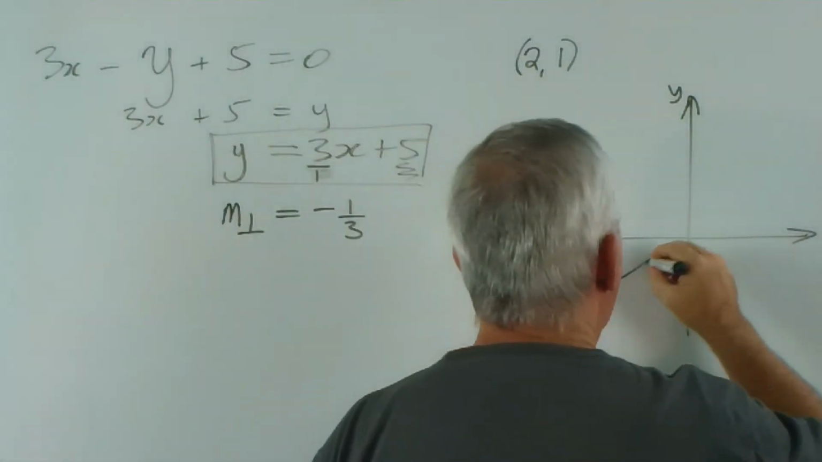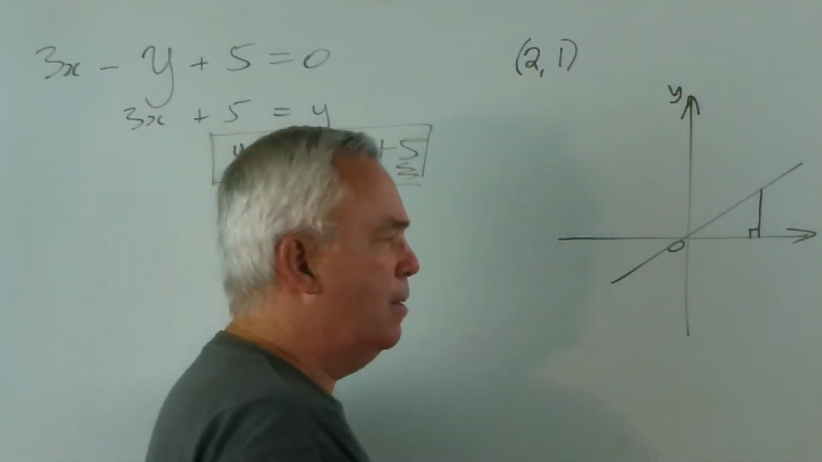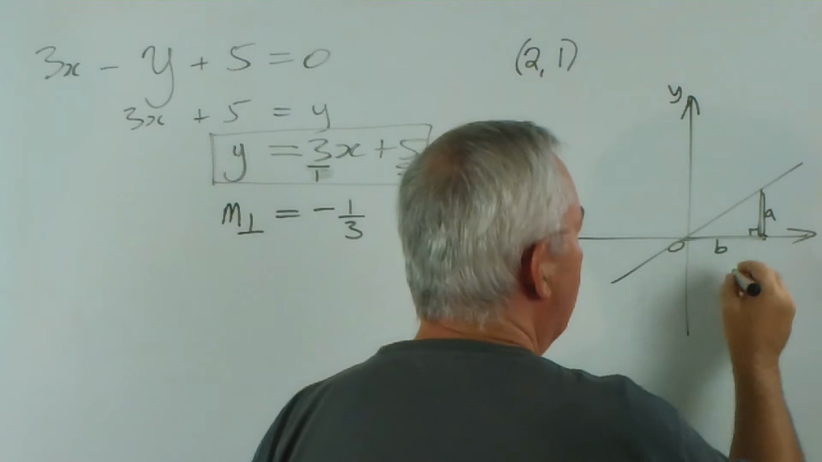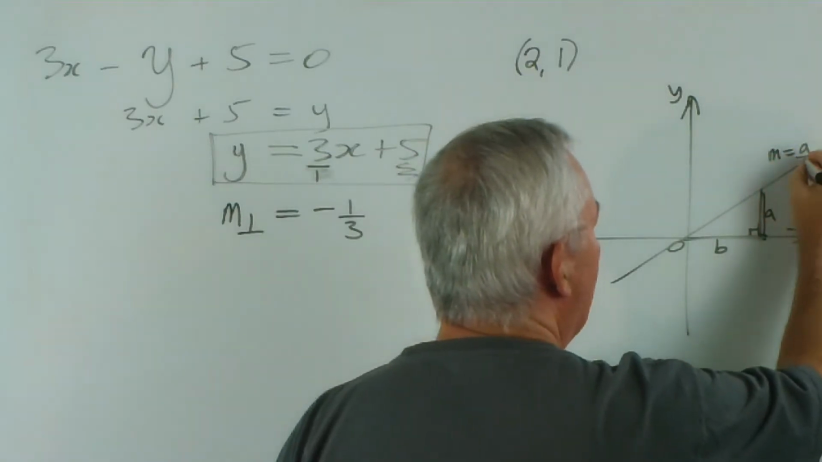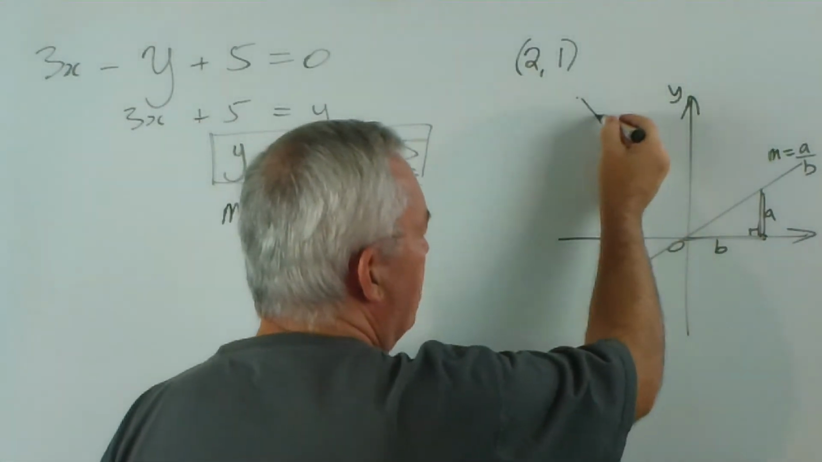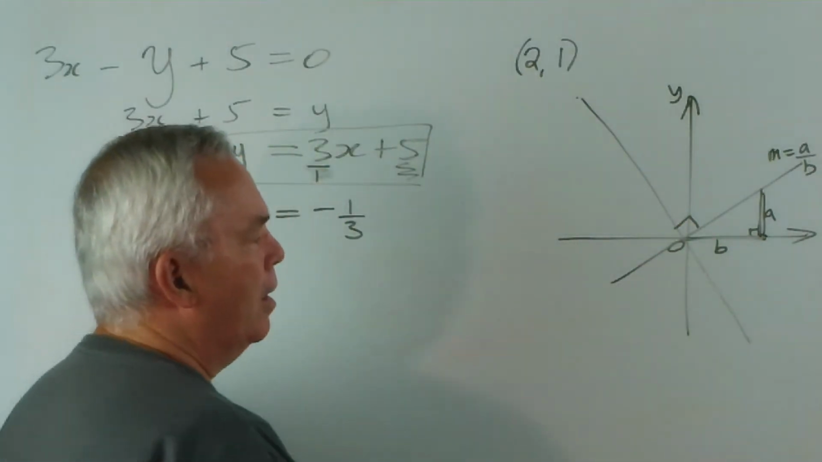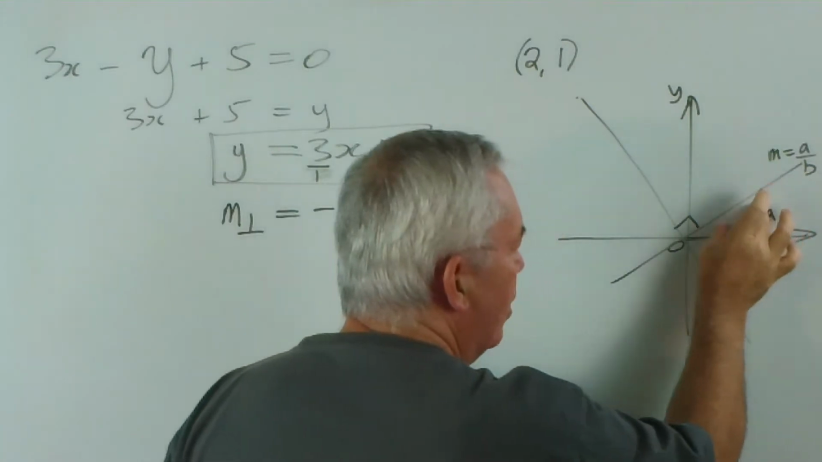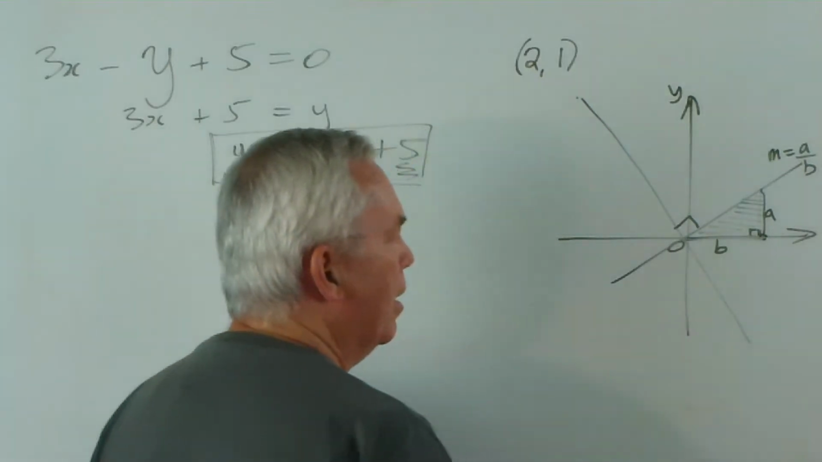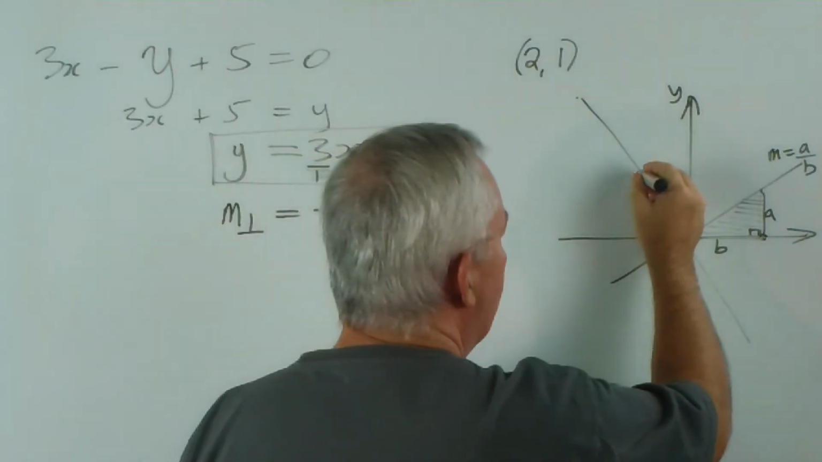Imagine that I have a line with a gradient of A over B. That's rise over run, A over B. So here's my gradient, A over B. And imagine that I wish to have a perpendicular line. So this is at right angles. If you pick this triangle up, I'll just shade it in. If you pick that shaded triangle up, move it over here and rotate it 90 degrees, it will fit in here.